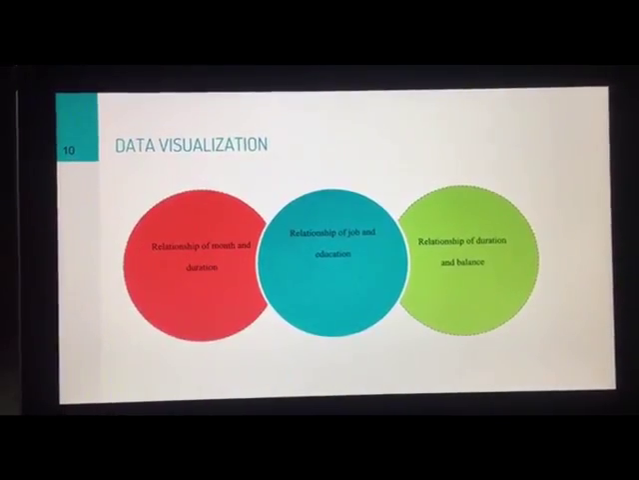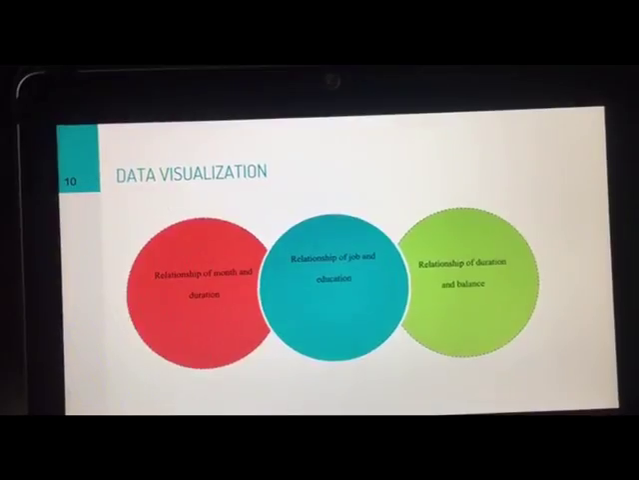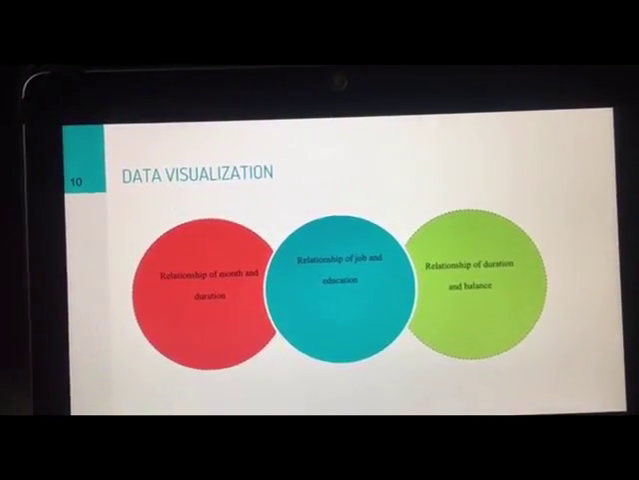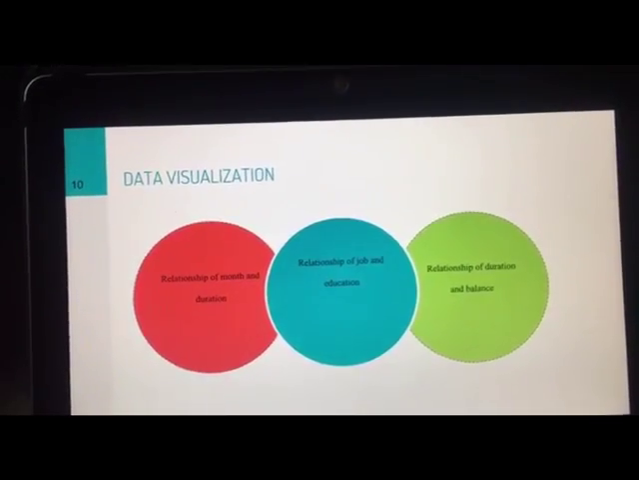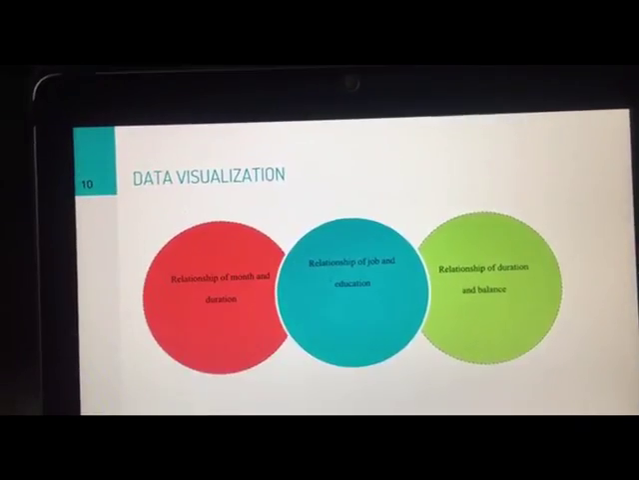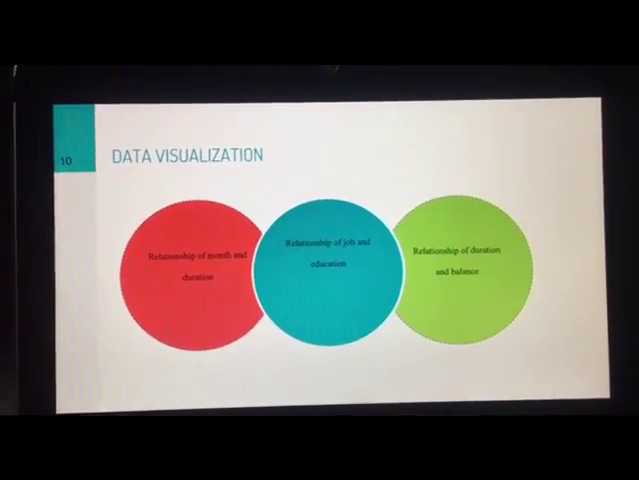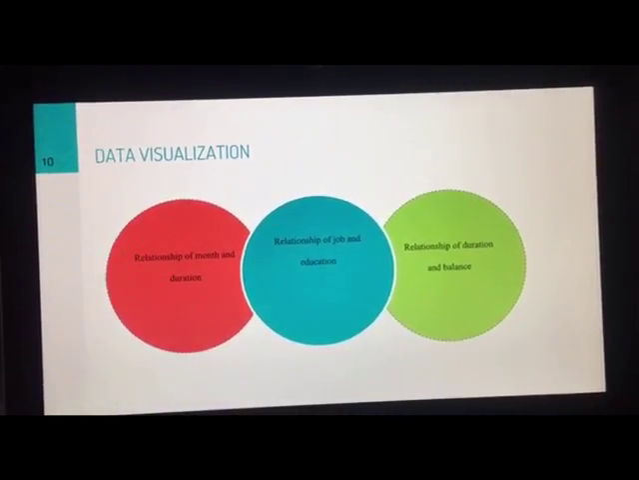For the next one, which is the relationship of job and education, there is a correlation between the job and education for the month of August. From the figure, it is obvious that the higher the level of education is, the more stable and the better the job that can be obtained by the customers.